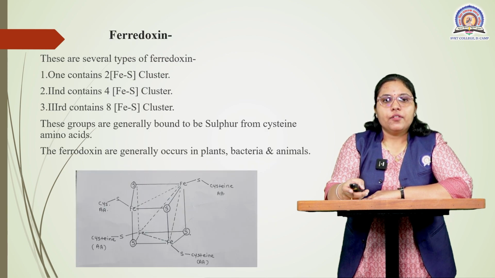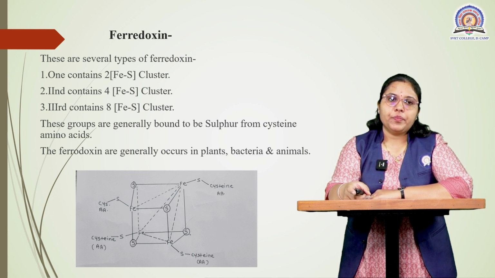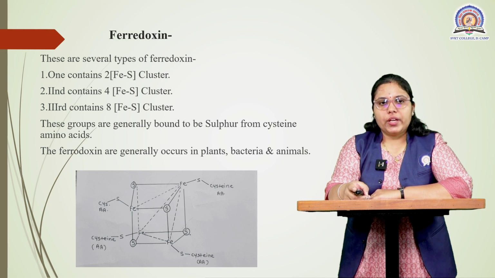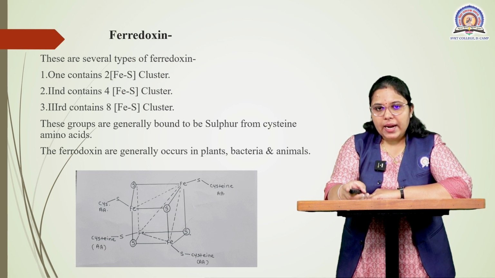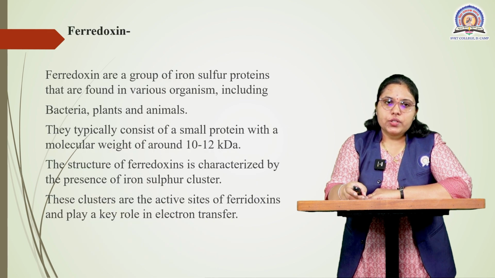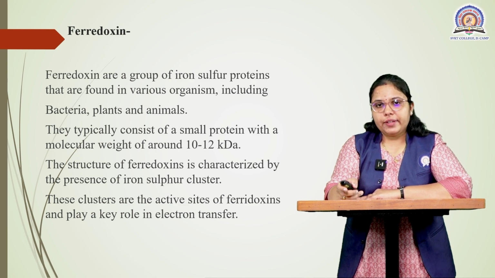Next type is ferredoxin. There are several types of ferredoxin, that is, one contains 2Fe-2S cluster, second contains 4Fe-4S cluster and third contains 8Fe-8S cluster. These groups are generally bound to sulfur atoms from cysteine amino acid. The ferredoxins generally occur in plants, bacteria and animals. Ferredoxins are a group of iron sulfur proteins that are found in various organisms including bacteria, plants and animals.